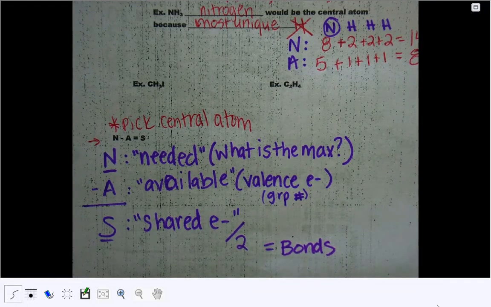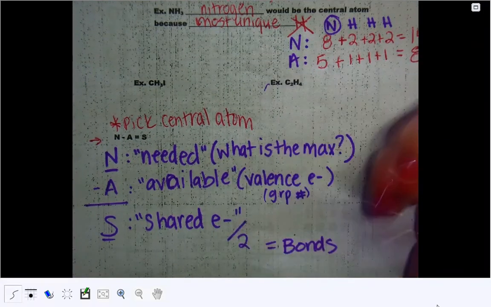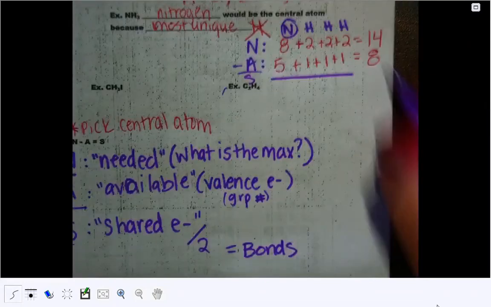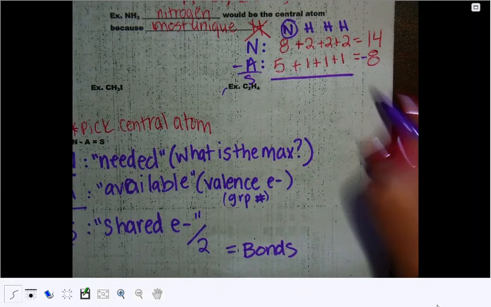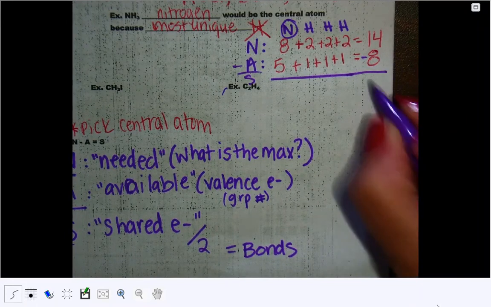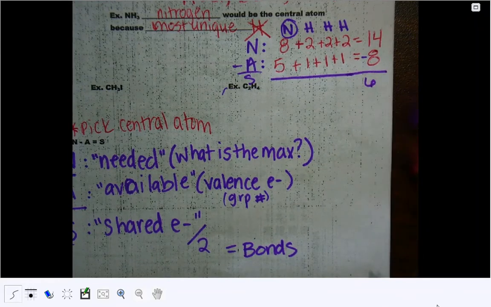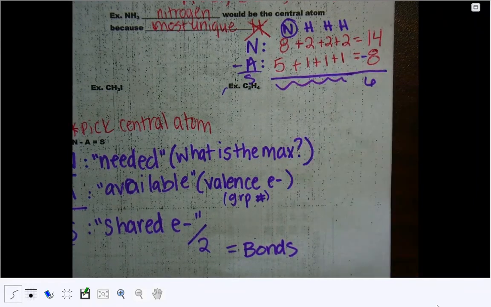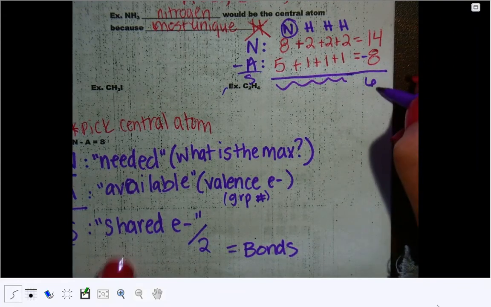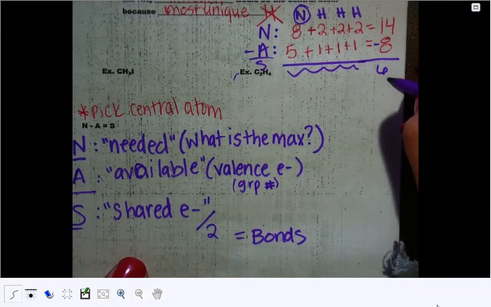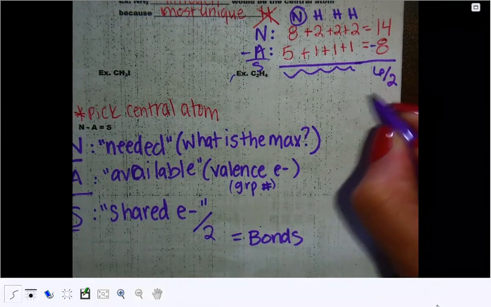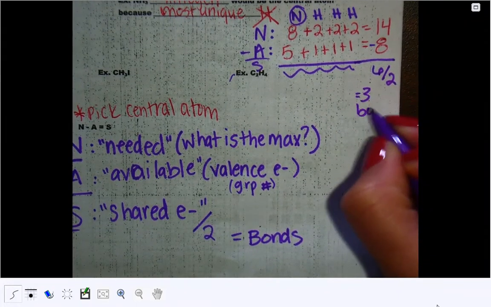All right, so let's handle that. We're going to be subtracting these 2 to get S. Don't have to write anything here. We're just going to do this math. 14 minus 8, what does that equal? 6. Okay, so we didn't have to write anything down here. So 14 minus 8 is 6. That means we have 6 shared electrons. So what are we going to do with that 6? Divide by 2. How many bonds does that give me? 3 bonds. All right, perfect.